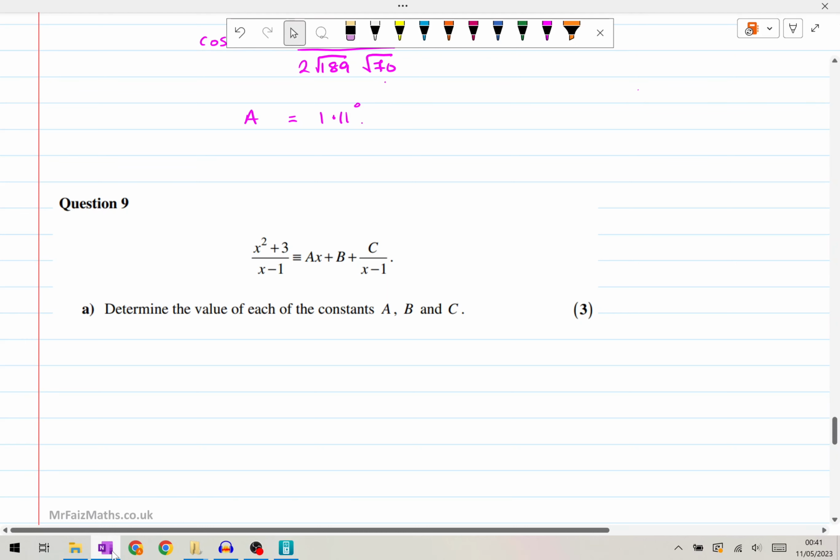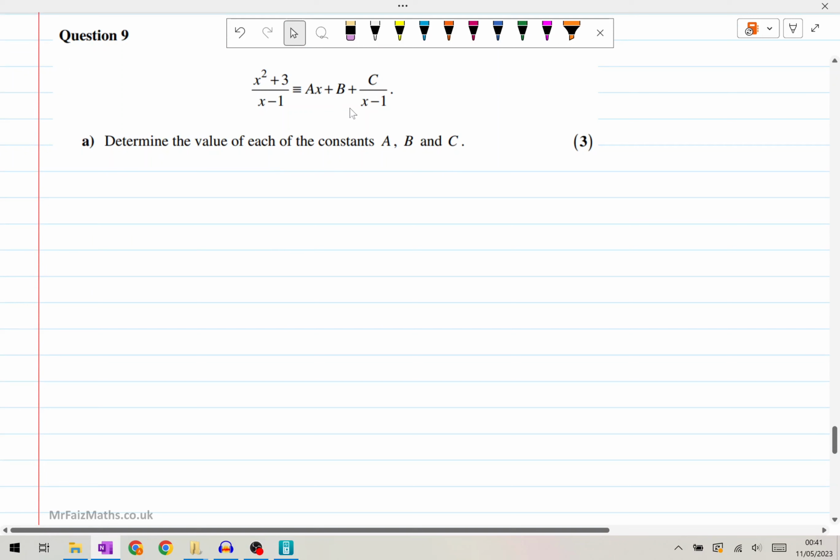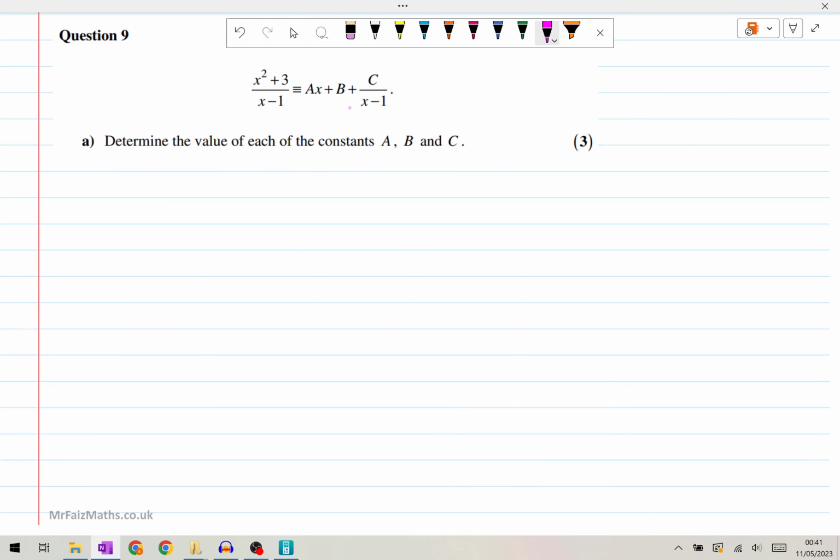Okay, question number 9, part A. We are given this algebraic fraction and asked to show it can be written in this form and then to find the values of A, B, and C. So there are different ways to do this. You can do it by inspection or comparing coefficients. I'm going to do it by long division.